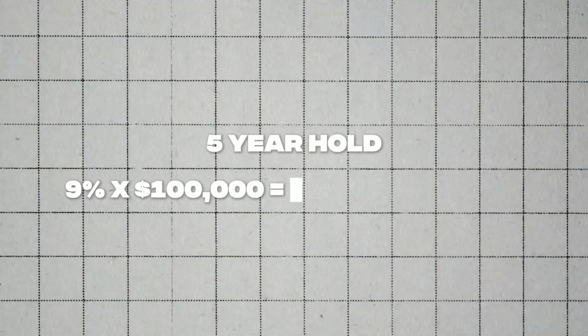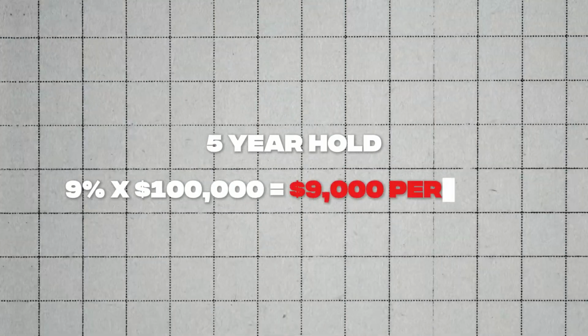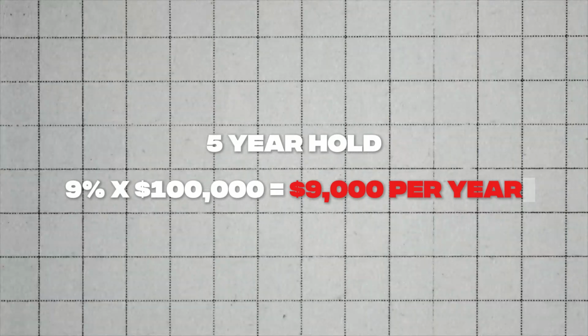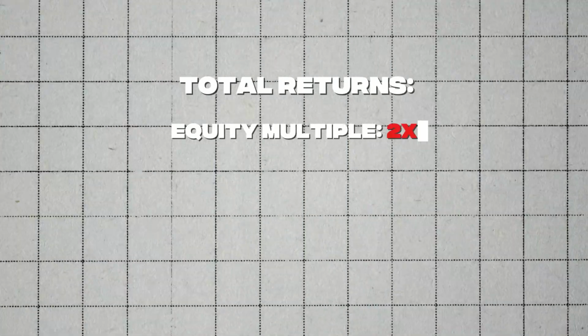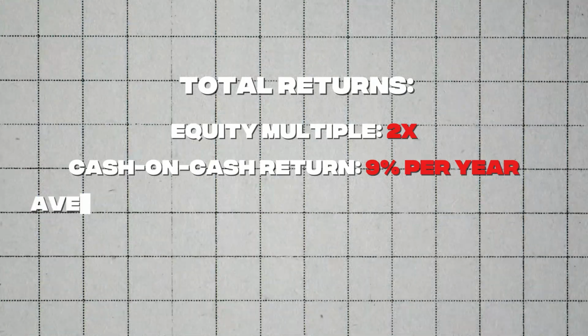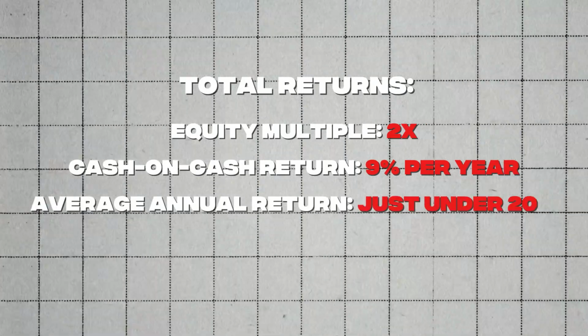So if I put in $100,000, on average, I should expect to get $9,000 in cash flow per year. Now, of course, this would go up over time as the operations improve. So it would start at a lower amount, say $7,000. Then at the end of year 5, there is a planned sale. So that's when I would get my capital back. And the total returns for this property, we're looking at around a 2x equity multiple, average 9% cash on cash, and an average annual return of a little under 20%.